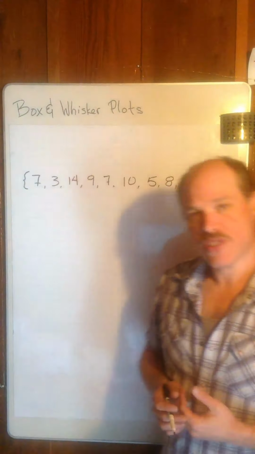Now, as we're looking at these numbers, let's identify them. 3, well that's easy. That was our smallest number. We're going to use a different word than smallest. We're going to use minimum. You should know that word. Minimum means the least amount it could possibly be.